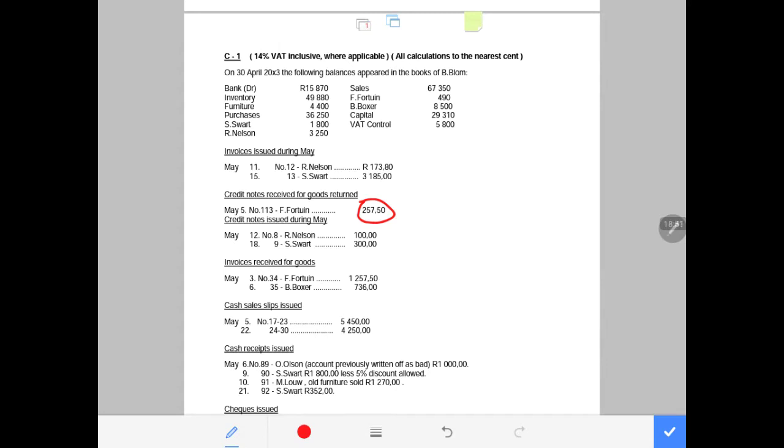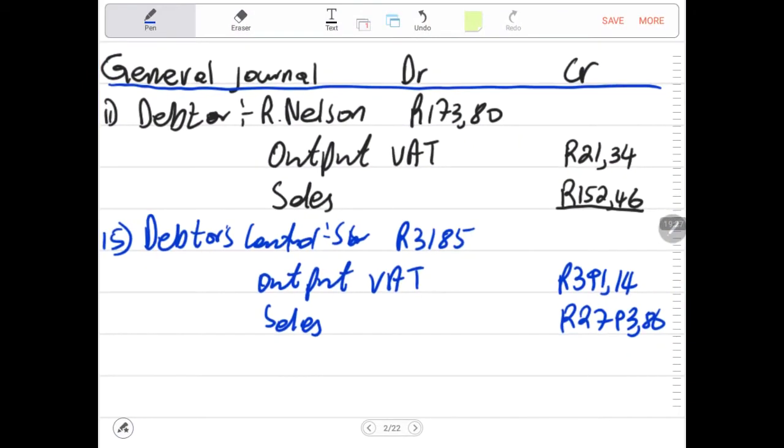At the same time, when a customer returns inventory to us, we will issue the credit note to the customer. But in this case, we have received this credit note from the supplier. The 257.50 is the value of the inventory that was returned to the supplier, and the supplier sent us this credit note for the goods that were returned. This will be recorded under what we call our purchases journals. So let us record this first in the general journal because it is the return of the inventory.